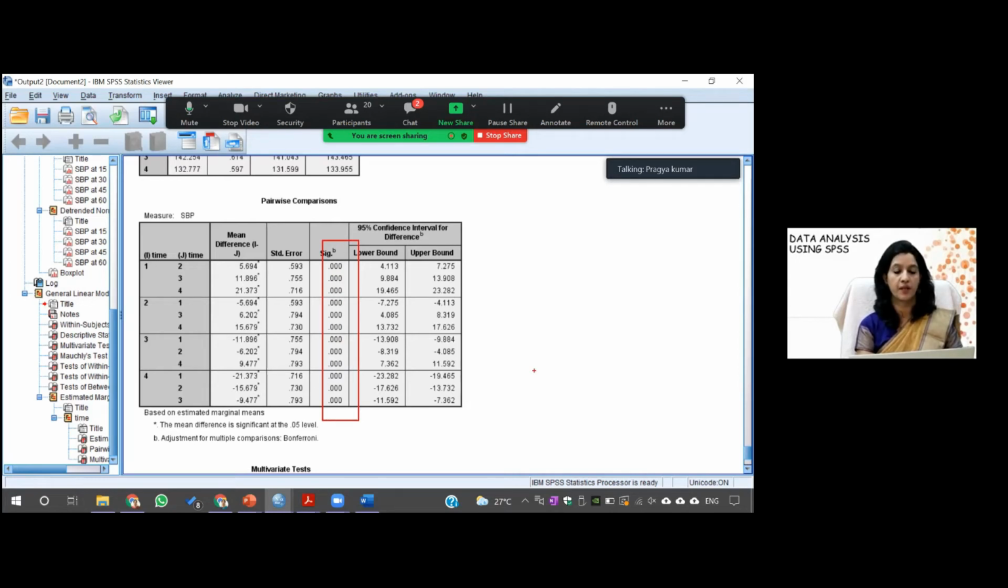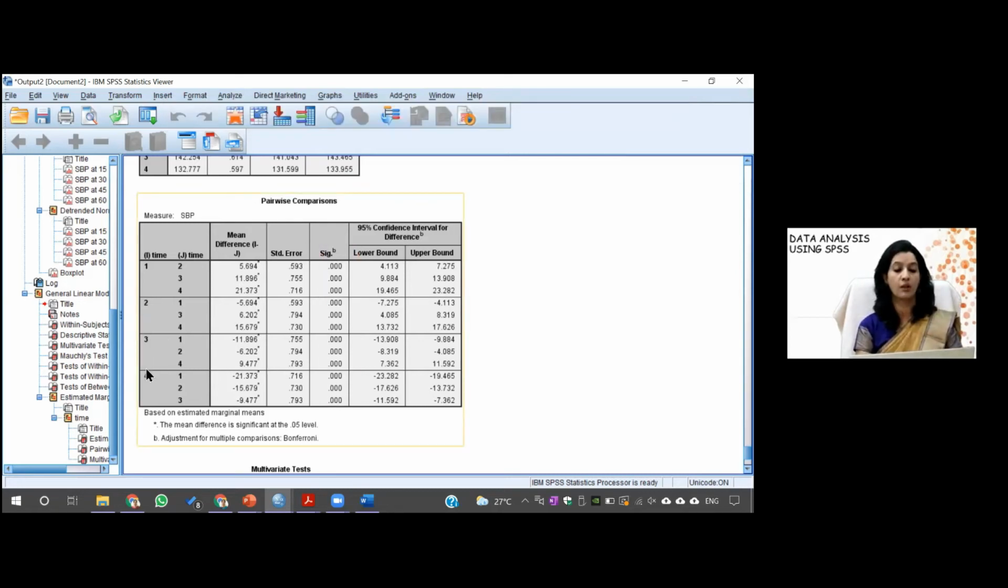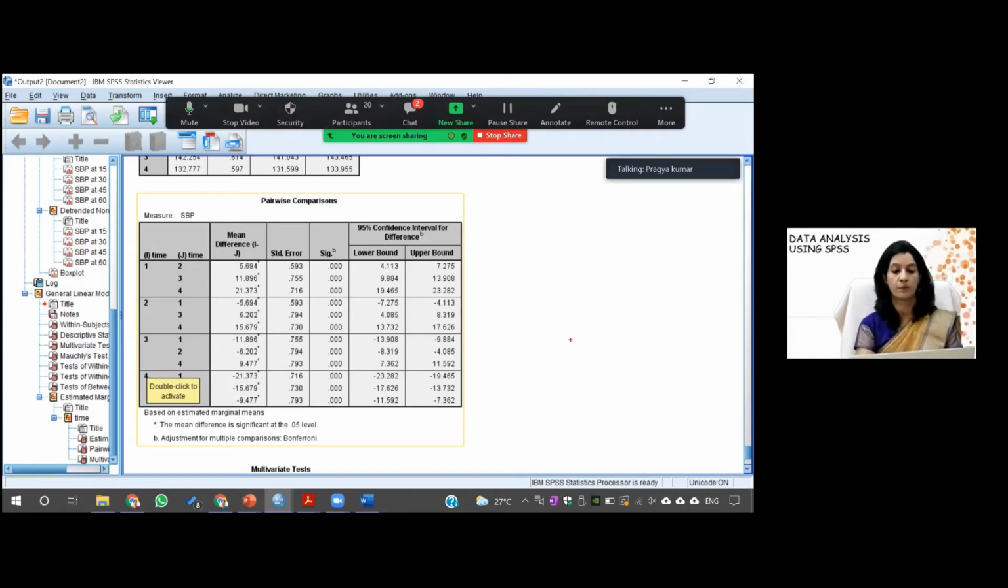significant, right? And this is the confidence interval, and this is the difference between the systolic blood pressure at two different points. That means it is the difference between 15 and 30, 15 and 45, and 15 and 60. Similarly, it is 30 and 15, 30 and 45, 30 and 60. So all these pairwise comparisons are there. But what I do is go from the lower row, because there I have the positive value. So I will take all these four values in the lowermost row.